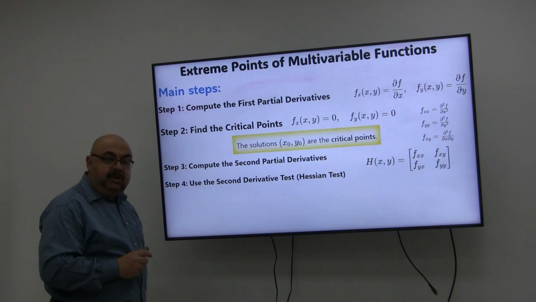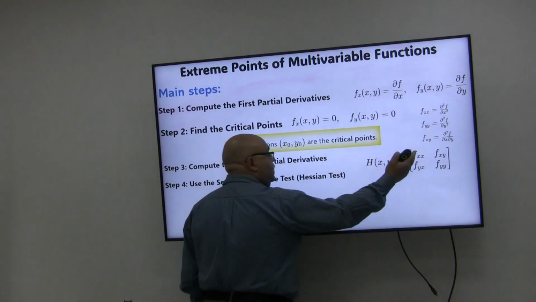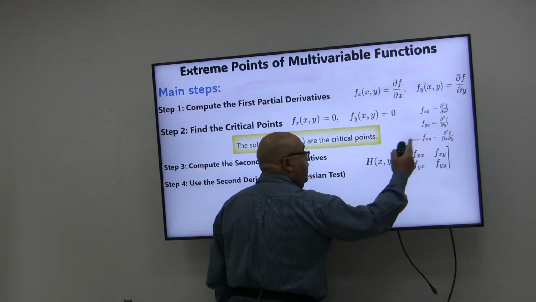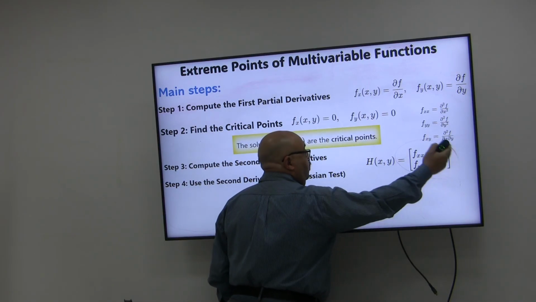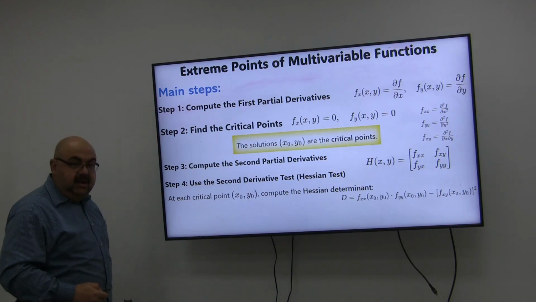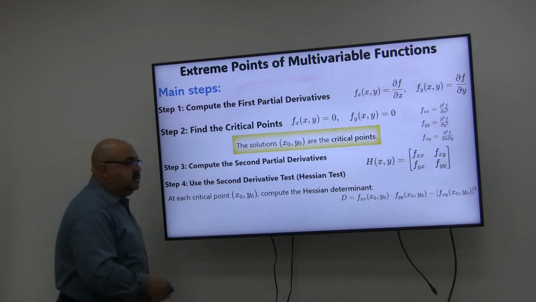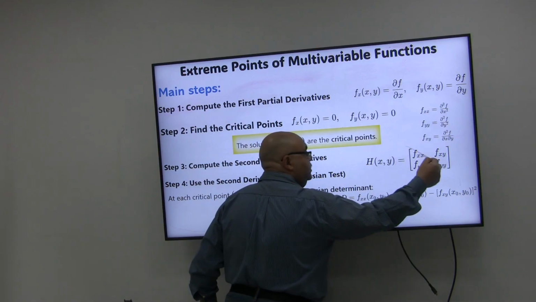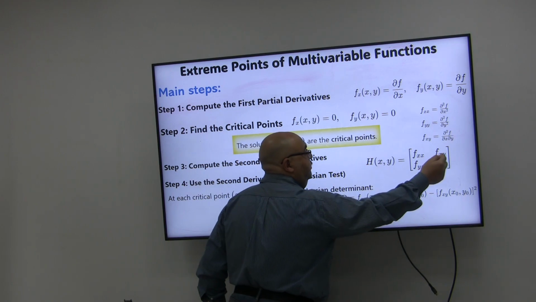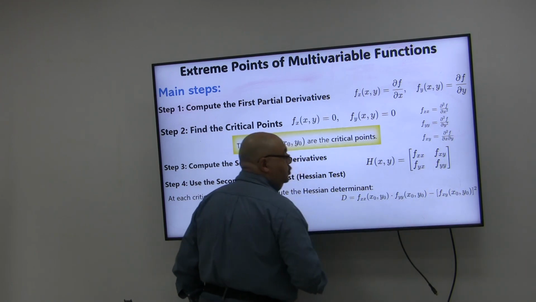That's the Hessian matrix: f double x, f double y, f x y, f y x. Then I will evaluate the determinant of the Hessian matrix, which I usually call D, as you can see, which is very, very simple. I will multiply the elements on the principal diagonal minus the elements on the secondary diagonal, which is going to be f xy to the power of 2, as you can see.